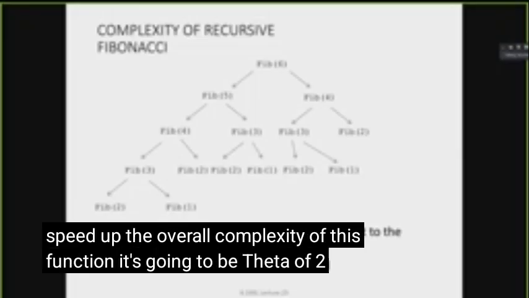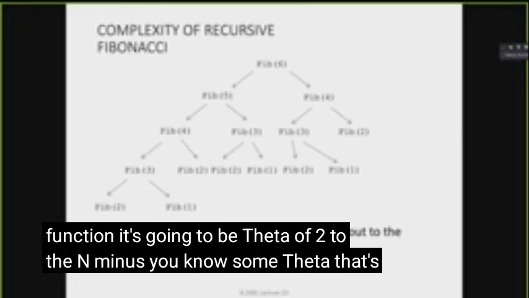It's going to be theta of 2 to the n minus some theta that's less than 2 to the n.